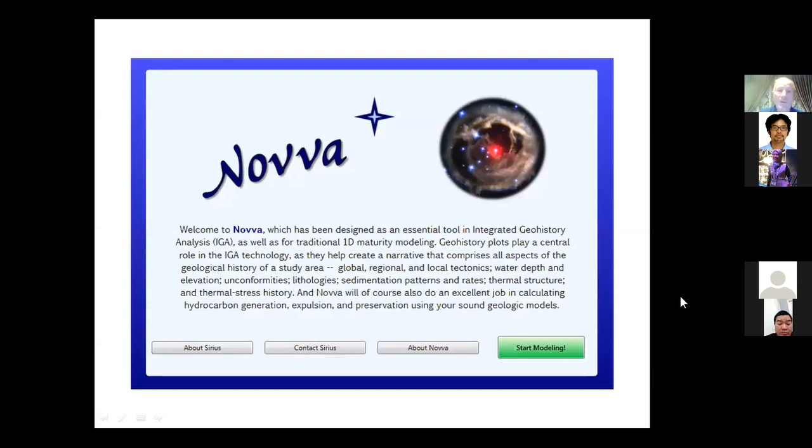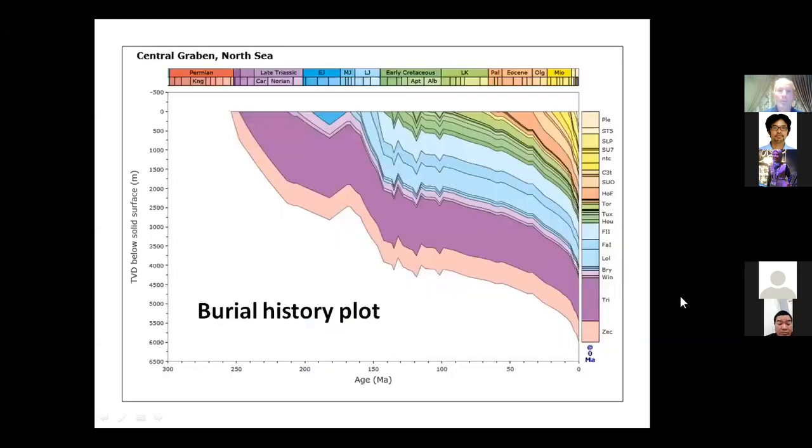And the slides, the illustrations of modeling output in this talk, are from our Nova software.